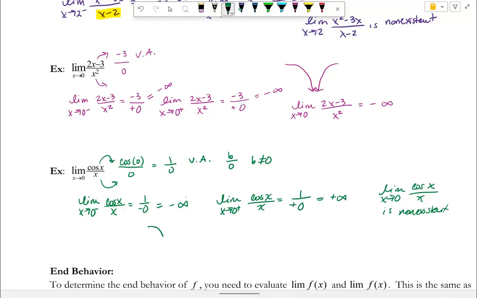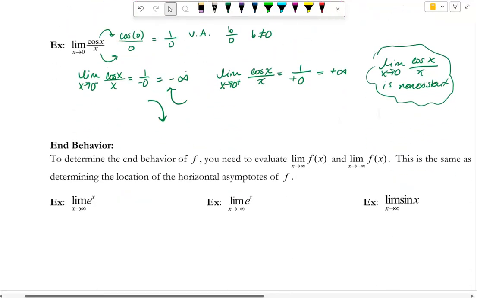So again, our asymptote behavior is going to look like that. Negative on the left, positive on the right. And so the best we could do is say that the limit as x approaches 0 of cosine of x over x is non-existent, or does not exist. Okay, so that's vertical asymptotes.